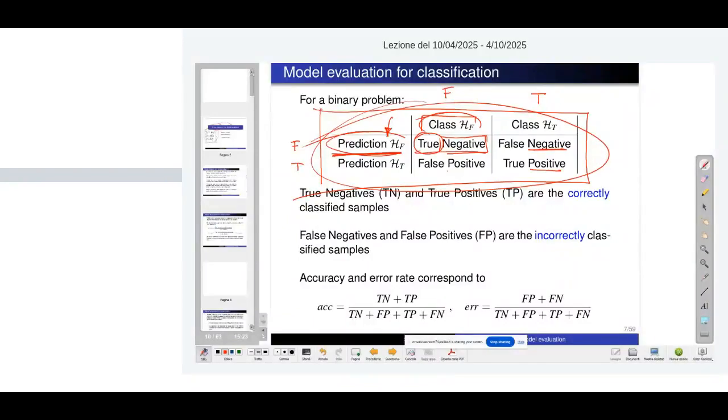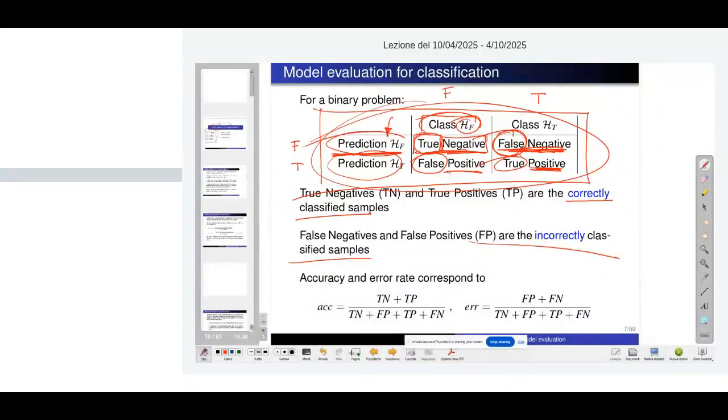So, true negative: I predict as negative and I'm correct. False negative: I predict as negative, but I'm wrong because the sample was from the true class. False positive: I predict as positive, but the sample is from the false class, so it's not really a positive sample, it was actually from the negative class. And true positive: I predict as positive, and it's correct. True positives and true negatives are the correctly classified samples, while the other two are the incorrectly classified.